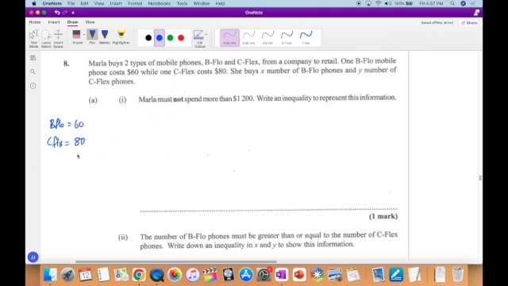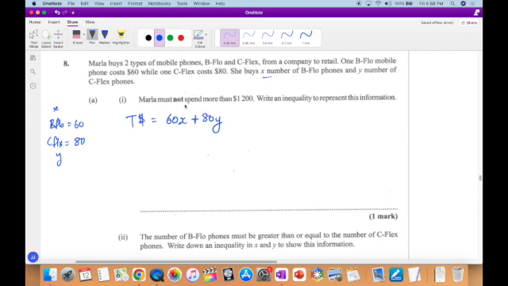So X number of B-Flow, so that means that the total money that she spent would be $60, right, this is the total cash that she spent, would be $60 by how much she buys, X number of B-Flows. So this is X and this is Y. So 60 plus X, no, 60 times X plus 80 times Y will give the total money. Right, so this is the total money, and you know that I didn't read the question yet. The total money that she would spend on phones.